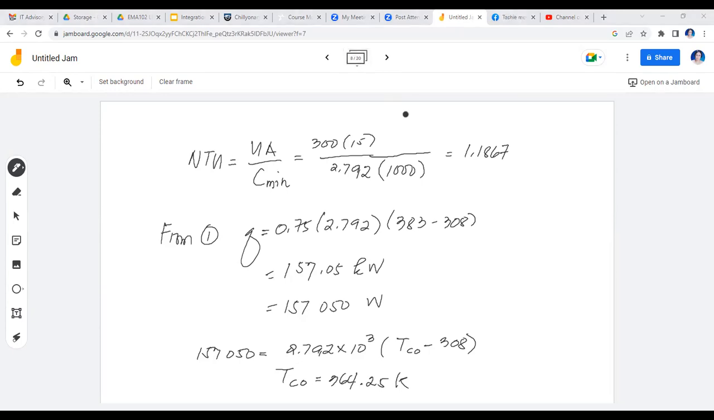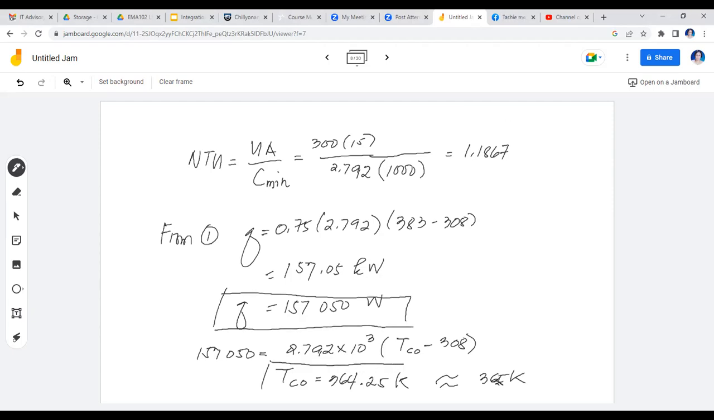Yeah, thank you, Kyle. So this 364.25 Kelvin is very near to our assumption, which is 365 Kelvin. Since it's very near to our assumption, this is our answer for the heat transfer rate, and this is our answer for the outlet temperature of the water. If I labeled it as T with the subscript WO, then we'll make it consistent and have this as W.